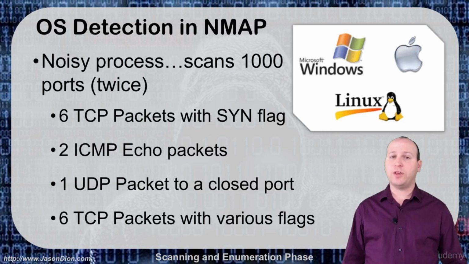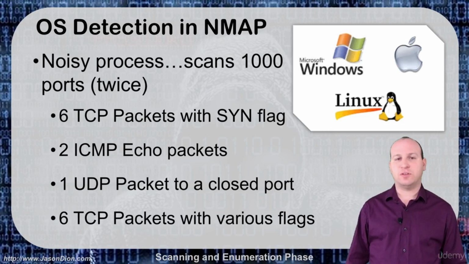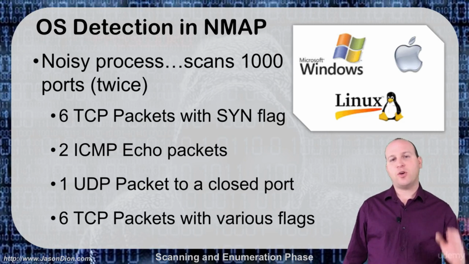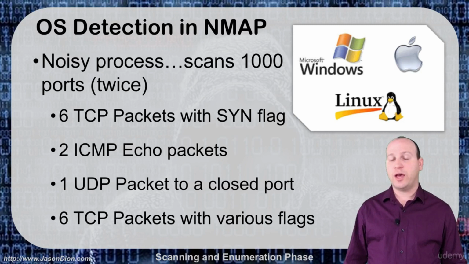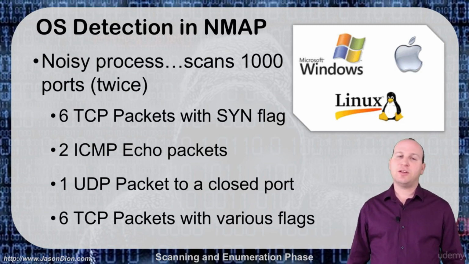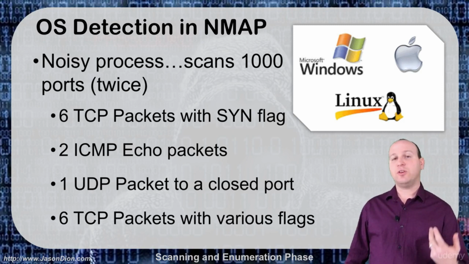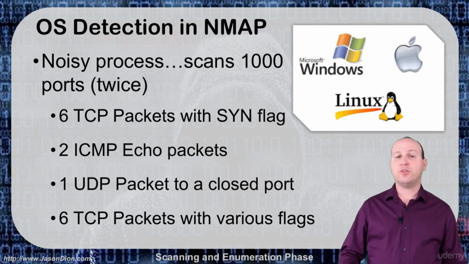Nmap also has the ability to do OS detection. It can determine what the operating system is. Now, when we do OS detection, this is a noisy process in Nmap. It's actually going to scan 1,000 ports on the remote host, and it's going to do it twice. When it does it, it sends out 6 TCP packets with the SYN flag set. It comes back with the sequence numbers and the window size, and based on those, it can determine if it's Windows or Linux.